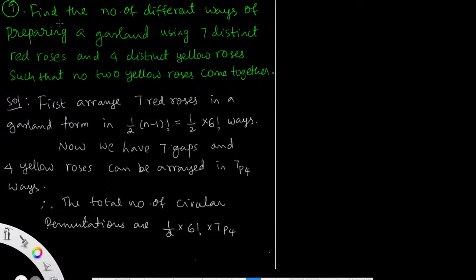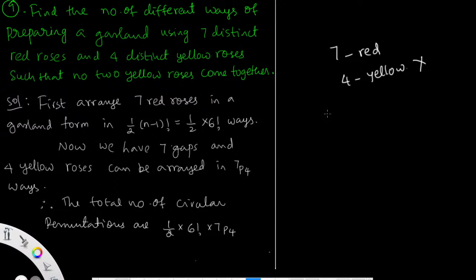Question number 9: find the number of different ways of preparing a garland using 7 distinct red roses and 4 distinct yellow roses, such that no two yellow roses come together. This is a permutation under a restriction. No two together means you have to follow the gap method.